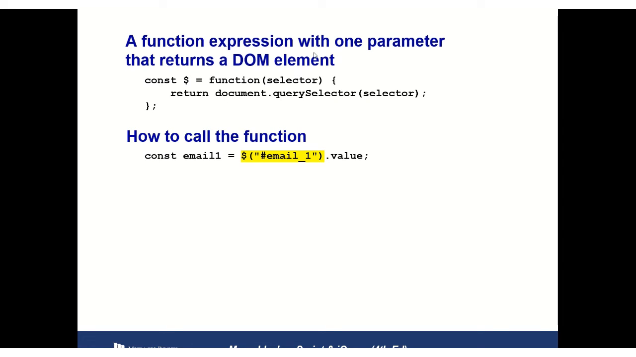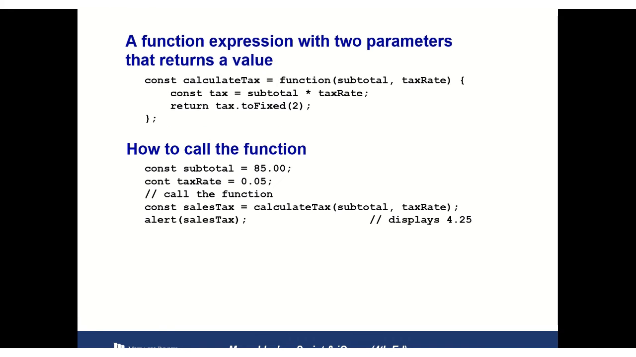And function expression with one parameter that returns a DOM element, you can do it in this way: constant dollar equals function selector, and basically it's an inline function. And you can see how you call the function: you just call by the name of the selector dot value, and that way you will get the email. So it's pretty simple, inline and pretty simple. You can use the function expression using two parameters that returns a value. It's quite obvious.